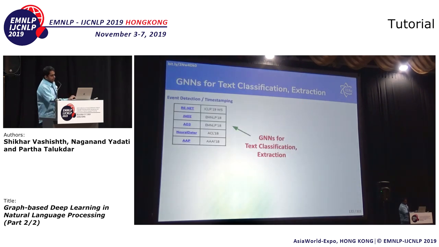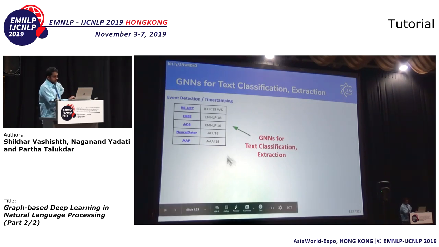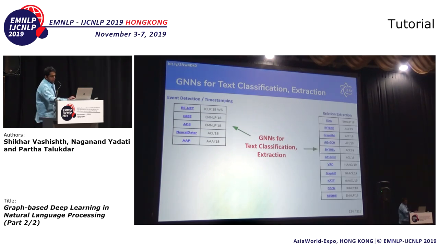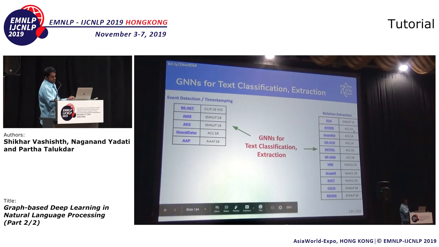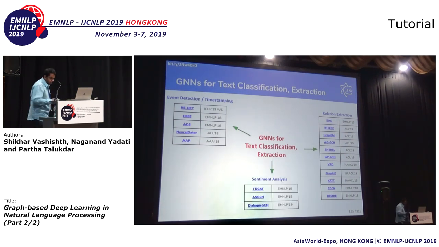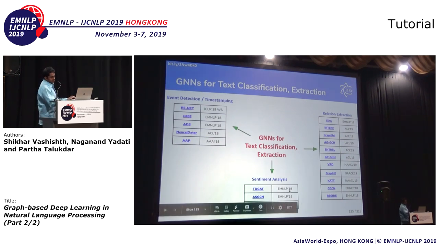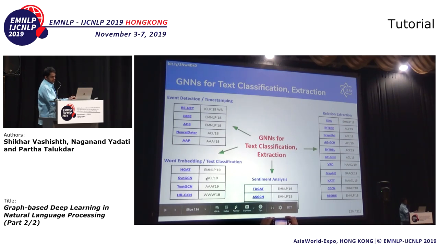One line of work looks at event detection and timestamping documents: EMNLP 18, ACL 18, IEEE 18. A large body of work is relation extraction, where there are a lot of papers: three papers in NAACL 19, two in EMNLP 18. In EMNLP 19, we have three papers on sentiment analysis. We also have word representations and text classification in EMNLP 19 and ACL 19, okay?